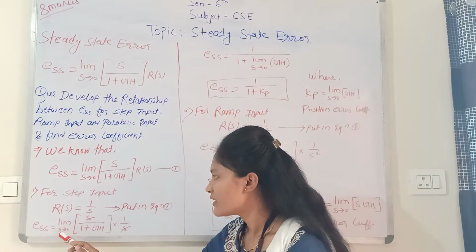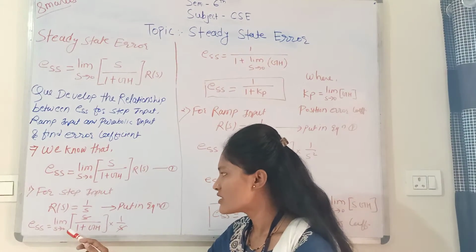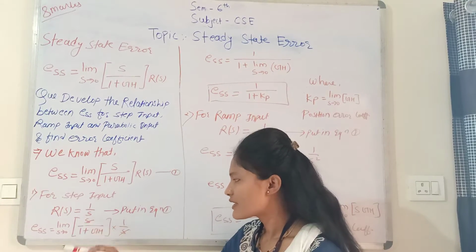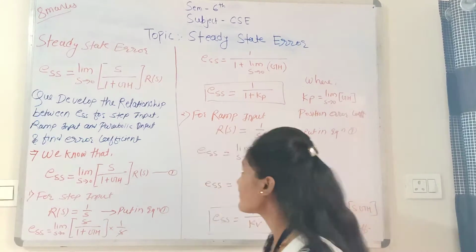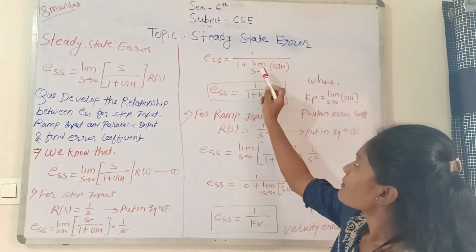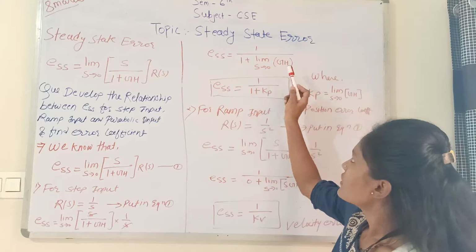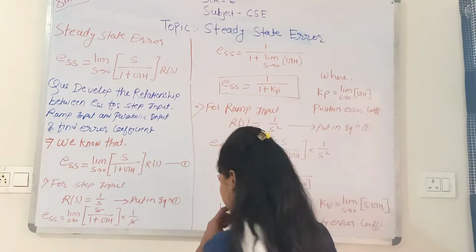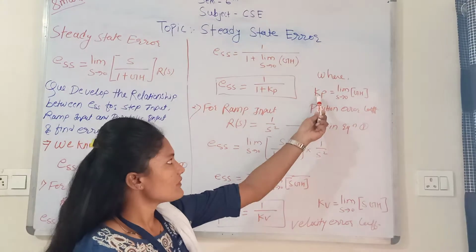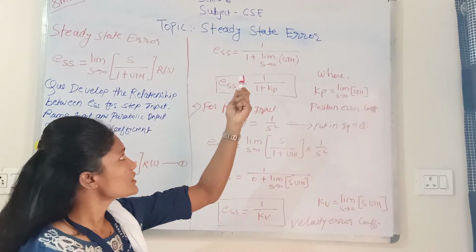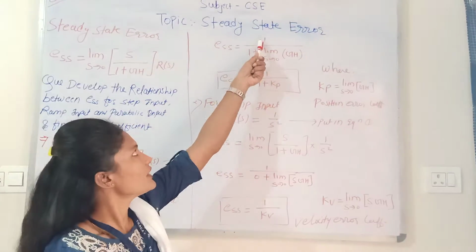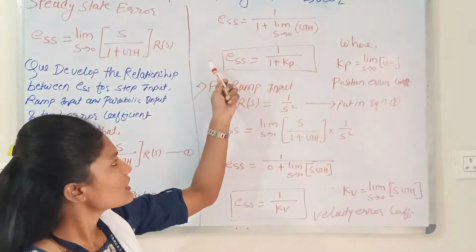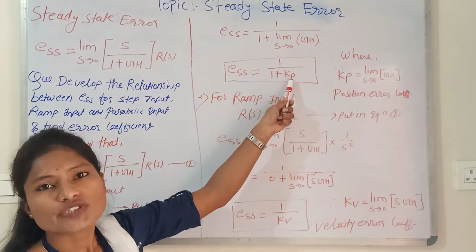Put the limit here, instead of S put 0. So the only term left is ESS equal to 1 upon 1 plus limit S tends to 0 of GH. This limit S tends to 0 of GH is a standard constant coefficient, Kp, which is called the position error coefficient. So ESS is equal to 1 upon 1 plus Kp, which is the relationship between the ESS and the position error coefficient.